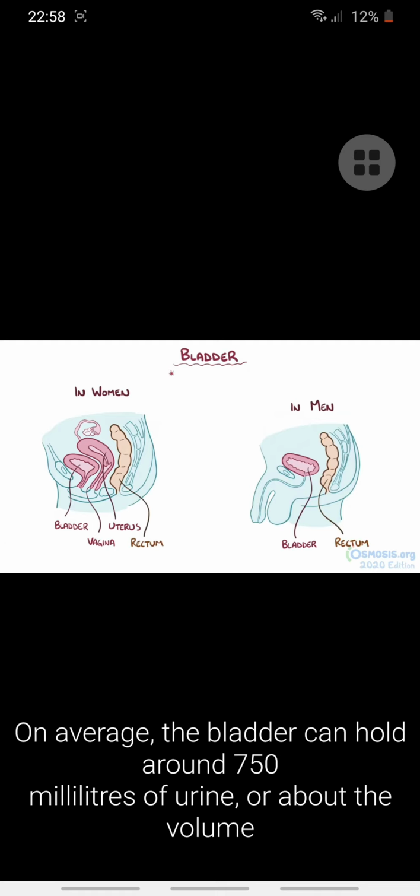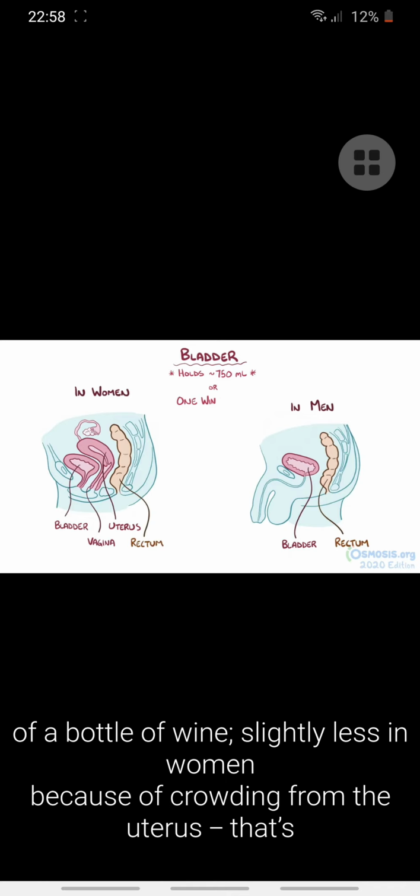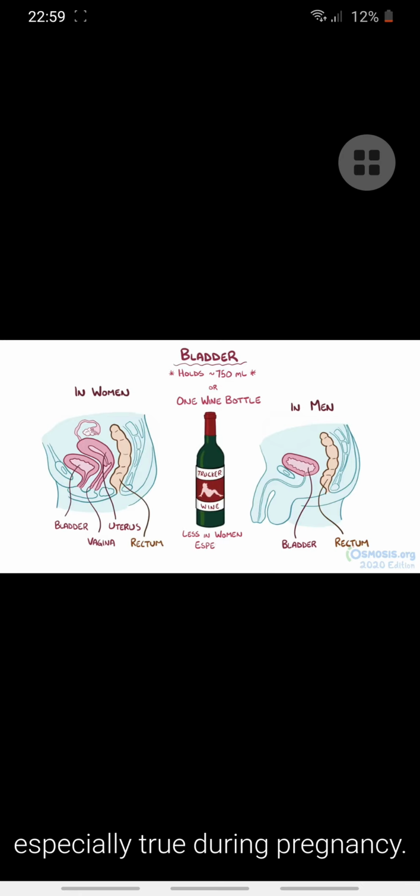On average, the bladder can hold around 750 milliliters of urine, or about the volume of a bottle of wine. Slightly less in women, though, because of crowding from the uterus. And that's especially true during pregnancy.